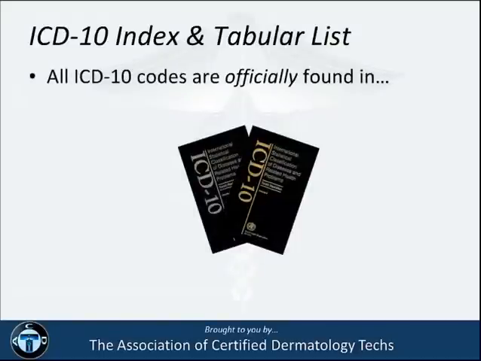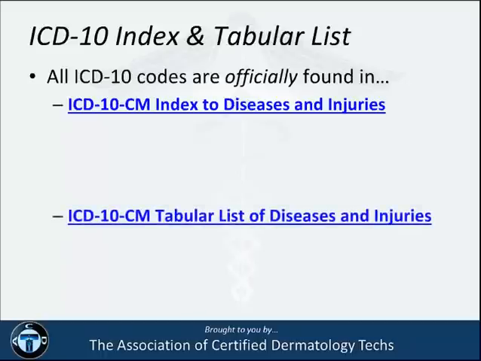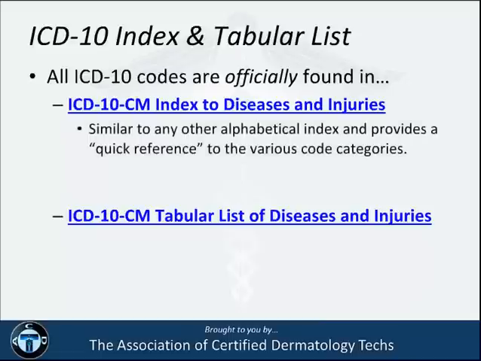All ICD-10 codes are officially found in 2 different documents provided to us by the National Center for Health Statistics. We say officially because there will, of course, be a number of aftermarket documents and software programs, such as those provided by the AAPC, Ingenix, EMR vendors, etc., that in all honesty should make things a lot more user-friendly. But that said, the official sources are the ICD-10-CM Index to Diseases and Injuries and the ICD-10-CM Tabular List of Diseases and Injuries. The index is just as it sounds. It's just like any other alphabetical index in the back of a book, and provides a way of quickly referencing the various code categories.